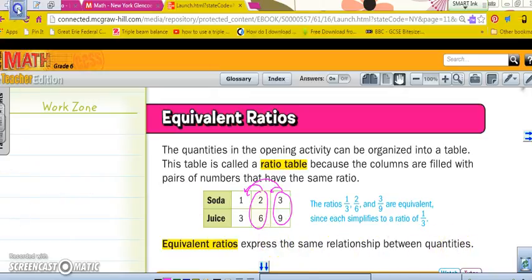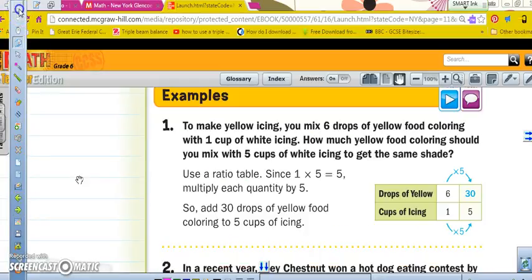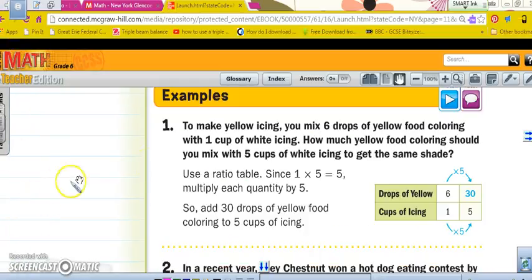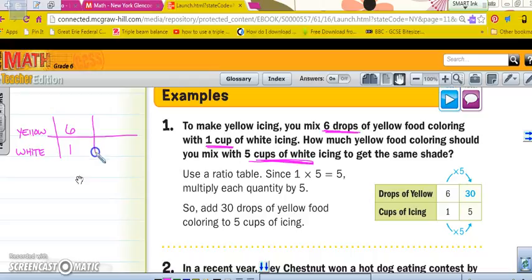So let's take a peek at our first example. To make yellow icing, you mix 6 drops of yellow food coloring with 1 cup of white icing. How much yellow food coloring should you mix with 5 cups of white icing? So they made a table, but I want us to make our own table. So the two things we're talking about are the yellow and the white icing. It says we mix 6 drops of yellow with 1 cup of white. And we need to know how much yellow we would mix with 5 cups of white.